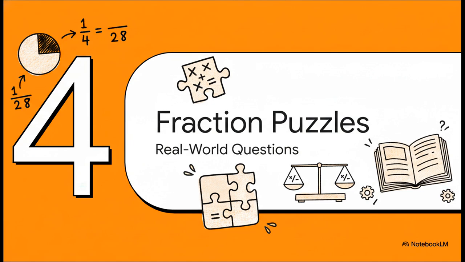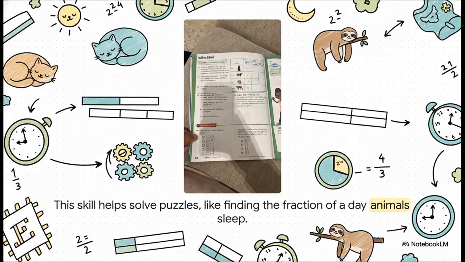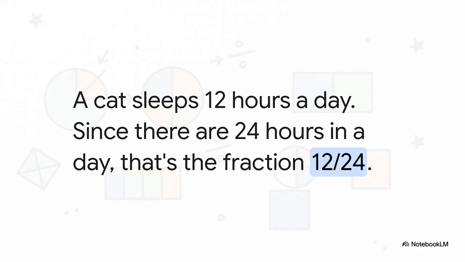Now let's see how this skill can be used for some more interesting things. Finding equivalent fractions isn't just for math problems. It actually helps us solve all kinds of little puzzles. For example, take a look at this table. It shows how many hours different animals sleep in a day. We can write these as fractions. We know a day has 24 hours, so that's going to be our bottom number, our denominator. Let's just focus on one of these animals. Let's look at the cat. The table says a cat sleeps for 12 hours. And since there are 24 hours in a day, the fraction of the day a cat spends sleeping is 12/24.